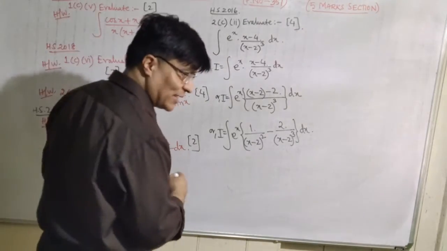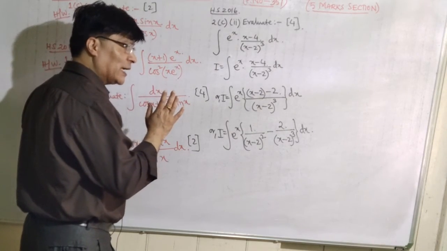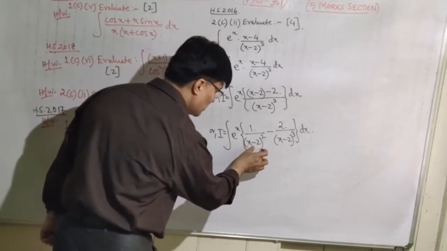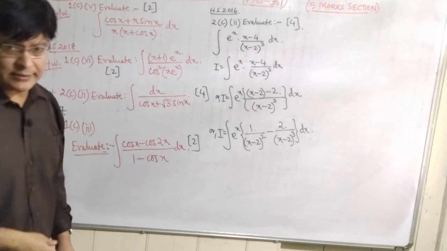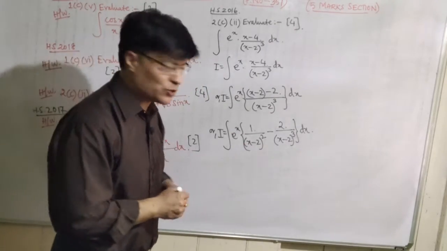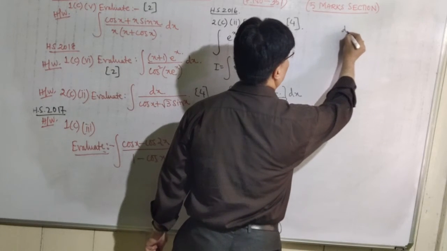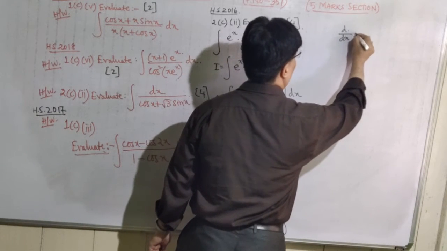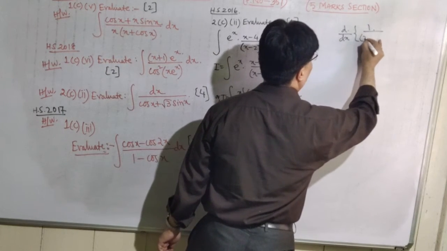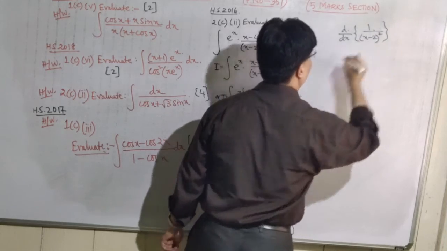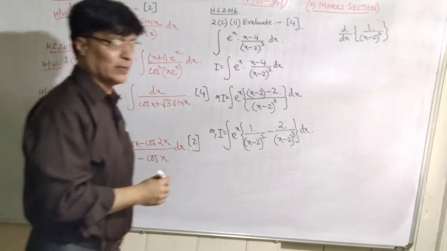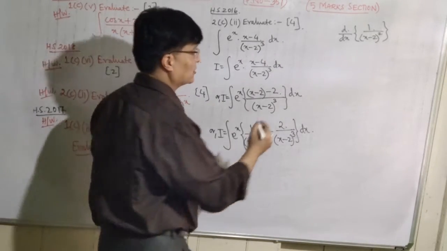So now let us check. Now in this case, let us check the relation between these two terms. What is the relation between the first term and the second term? We know that the differentiation of the first function is the second function. Let us differentiate the first function, d/dx of 1 / (x - 2)^2. Are you getting the second term or not?